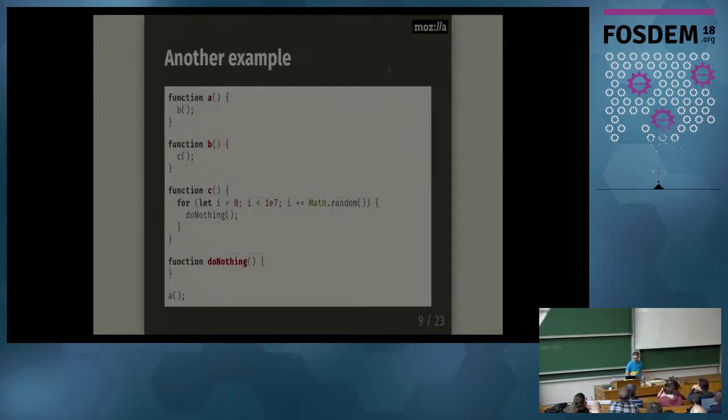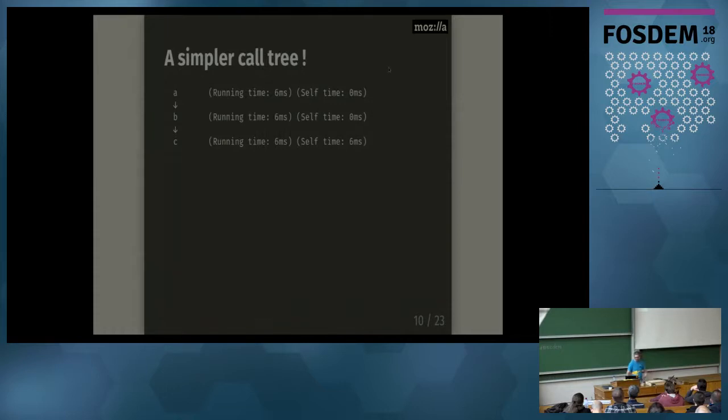So what happens if we take another example? Here, I have A, B, C. C has a loop that calls do nothing, and do nothing actually does nothing. So what happens here? Every millisecond, we look at what the stack is. So it's A, B, C, do nothing. But actually, in the code tree, we don't see do nothing. What happens is that because we sample only every millisecond, when we call do nothing, it's between these milliseconds. The actual work is in C, because that's where the loop is.